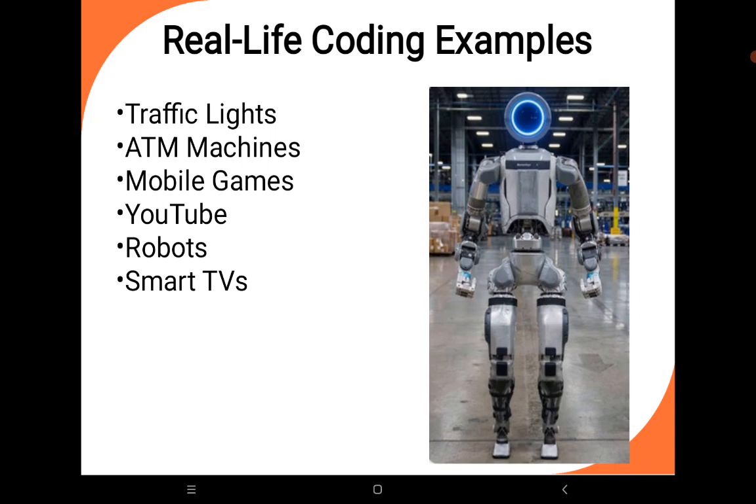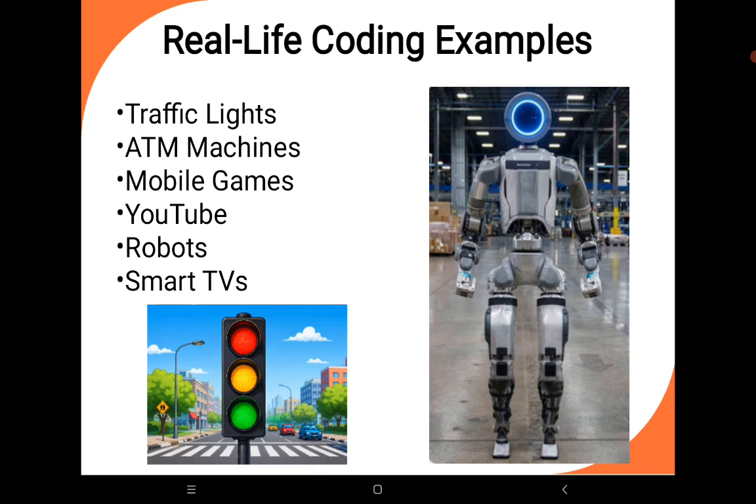This is an example of a robot, and this is an example of a traffic light. When the green light is on, everybody goes. When we see the yellow light, we prepare to stop. And when we see the red light, that means we stop. So the traffic light is obeying the instruction and the code. So we must also obey the traffic light. Disobeying a traffic light can cause an accident.